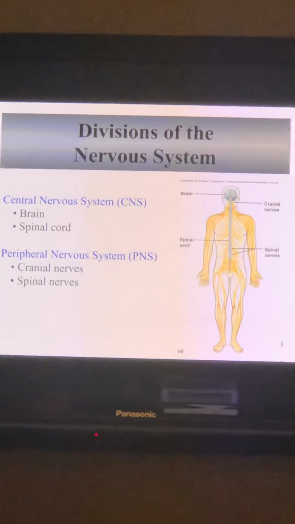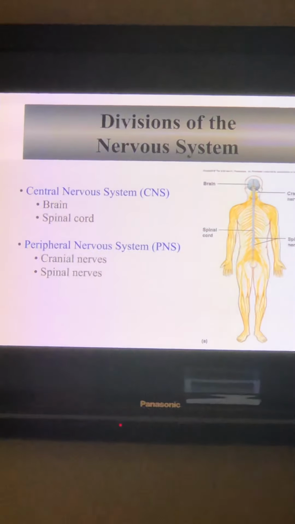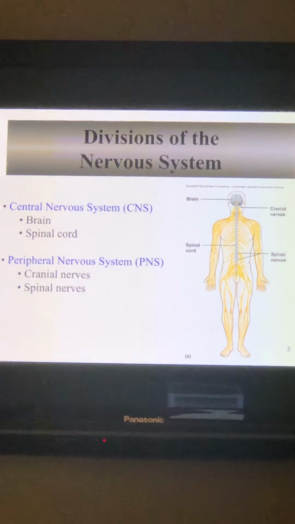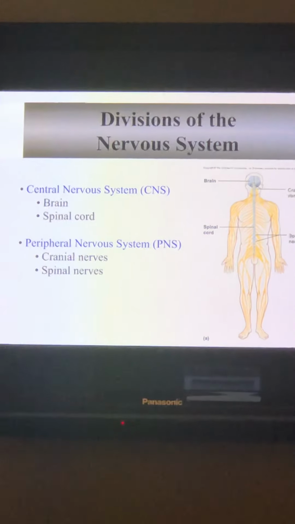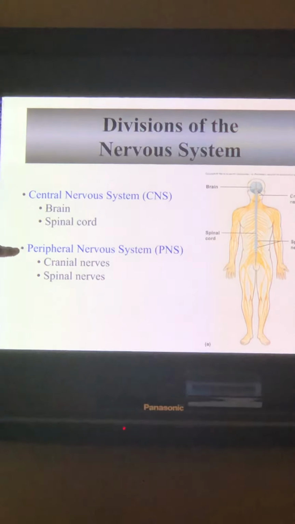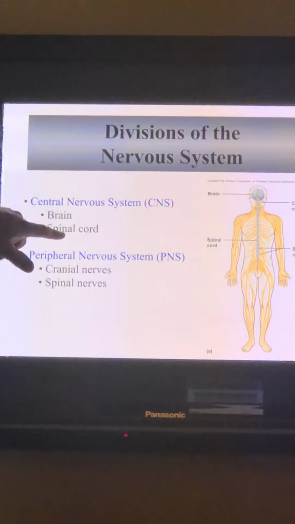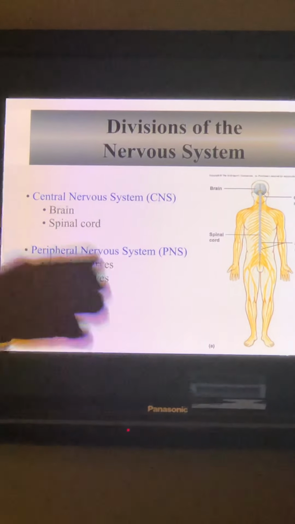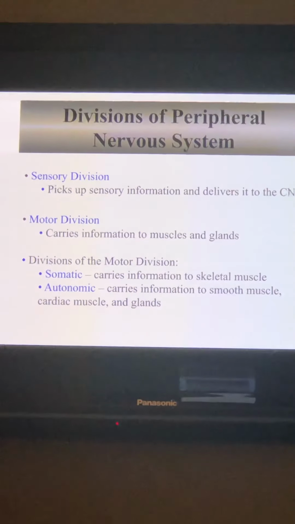All right, the divisions of the nervous system. Normally I would write these out on the board in the lecture. We're not testing you on these divisions per se. We're testing you on things in the divisions. But if we divide the nervous system into two parts, you have central nervous system and peripheral nervous system. Central nervous system is the brain and the spinal cord only. Peripheral nervous system are the cranial nerves and spinal nerves, which are emerging from the central nervous system structures.